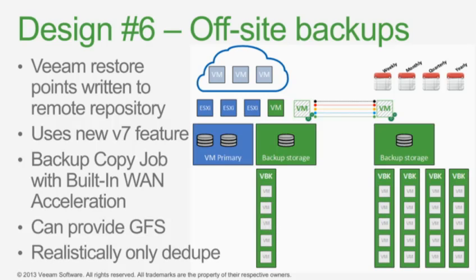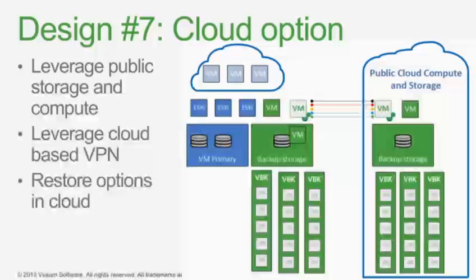Now, this particular technique can also work in the same site. We might not need to use built-in WAN acceleration. We can actually just use the local network, CIFS, SMB, etc., to transfer that data. Now, you can take that same design and get really fancy and put that in a public compute cloud.